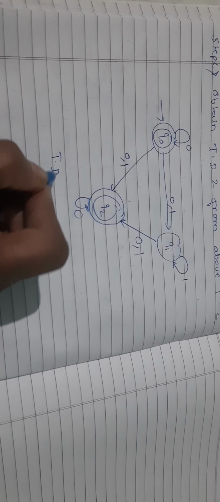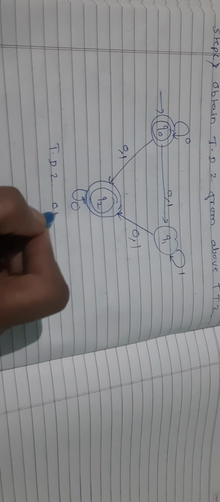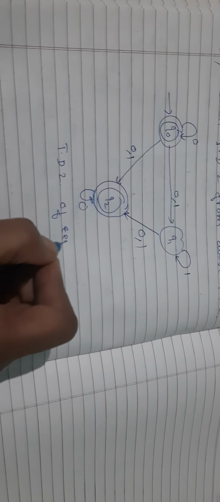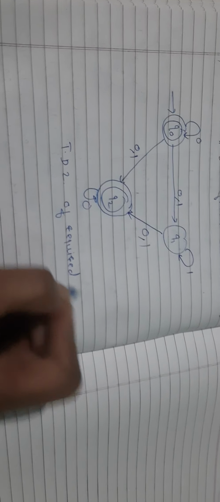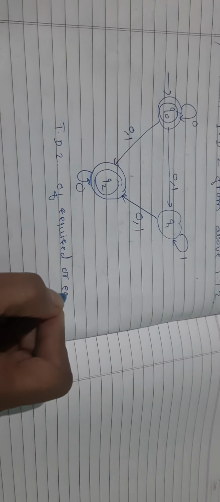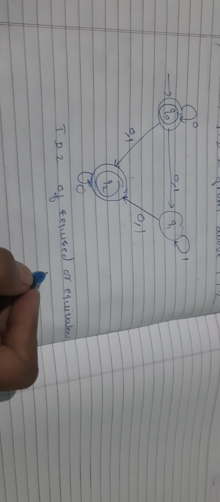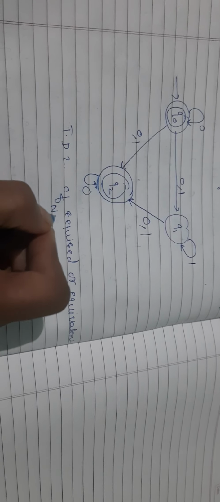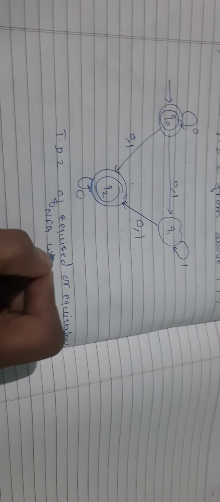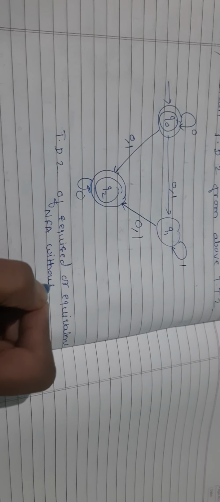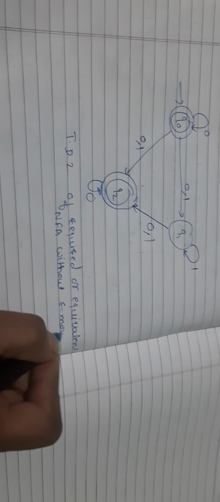So this is the transition diagram 2 of the required, or equivalent, word is suitable here, equivalent NFA without epsilon moves.